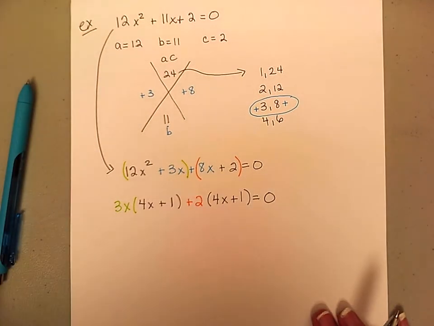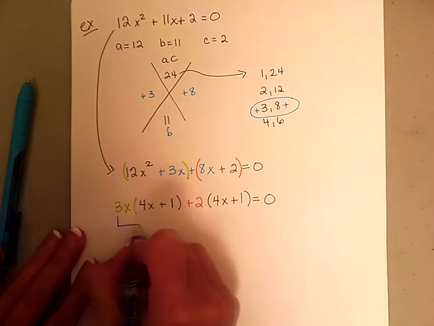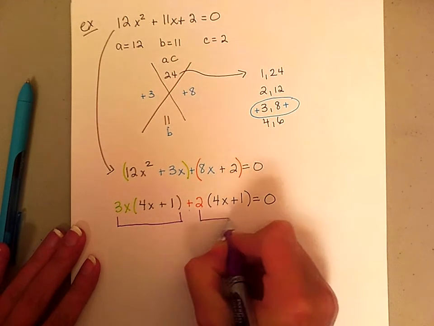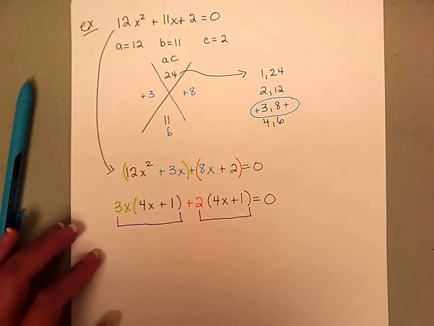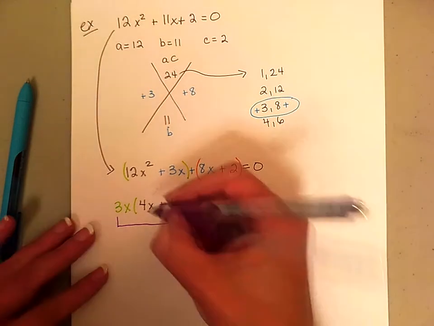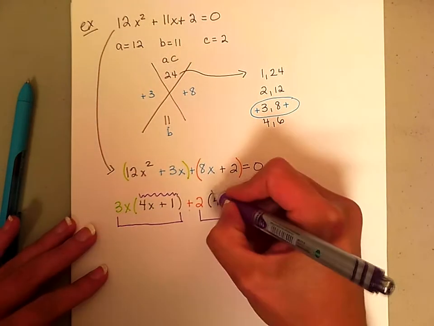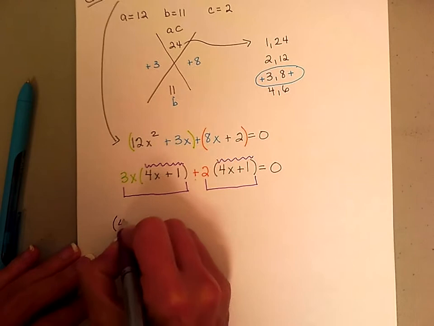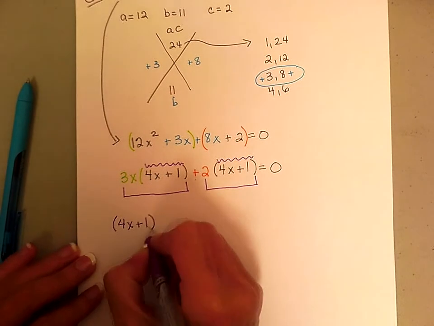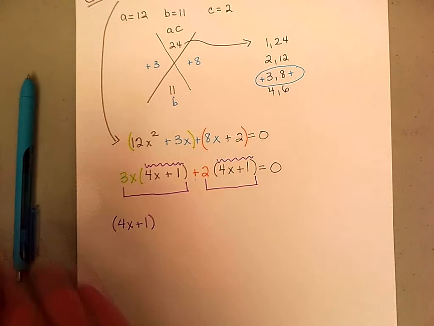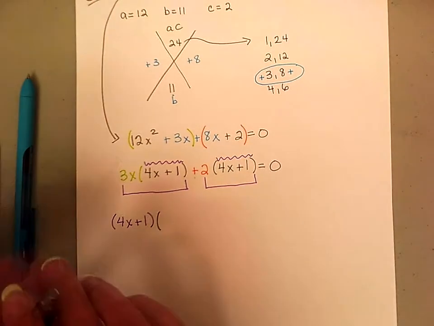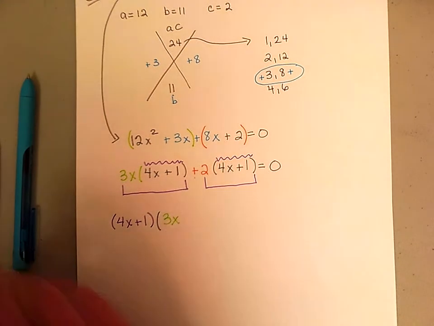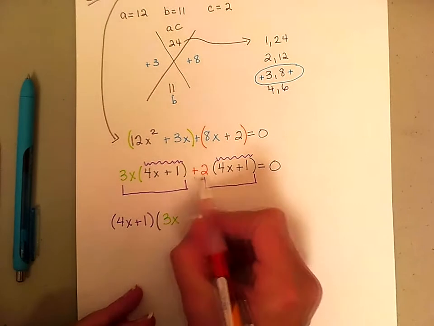Now again, we have two terms. This is a first term, everything multiplied. Then this plus sign stops the multiplication. And there is another grouping. So we have two terms. And in between those terms, the greatest common factor is the 4x plus 1. So I can factor that out. And then opening up the parentheses, in the first term, all I'm left with is the 3x. And in the second term, I'm left with the plus 2.